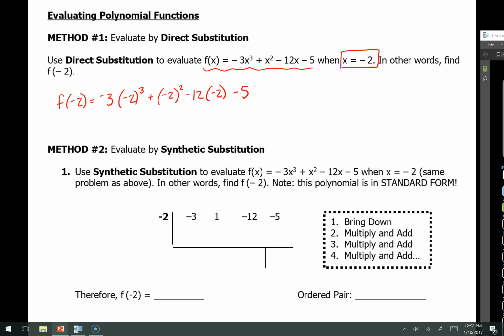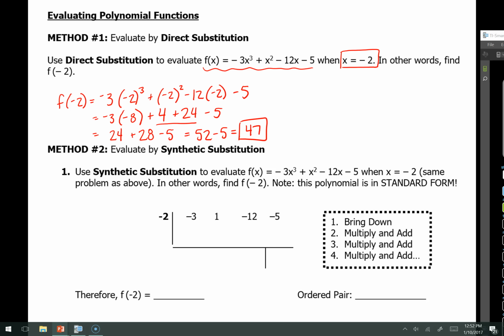And then from here, this is just simplification. So -2 cubed is -8, -2 squared is +4, -12 times -2 is +24, and I've got that minus 5. So if I keep simplifying, I've got +24 as -3 times -8. Then I'm going to combine these two. That gives me +28, and then I've still got that minus 5. When I combine 24 and 28, that gives me 52 minus 5. So that means 47 is what f of -2 is equal to.